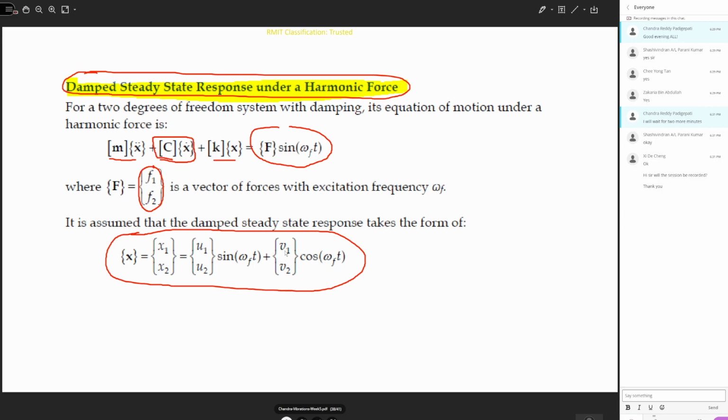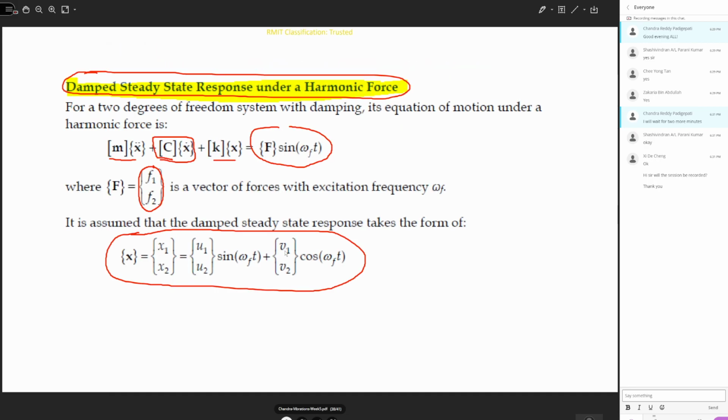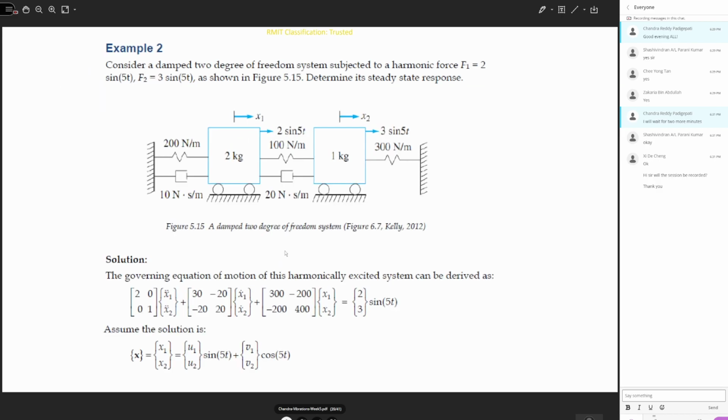Because we are having a damper also here, we choose the response of the system as given here. All right, so then the calculation is the same thing. So we can write, okay, we need to find out the values U1, U2, V1, V2, then you'll be able to write the response of the system. Now let us look at an example given here.